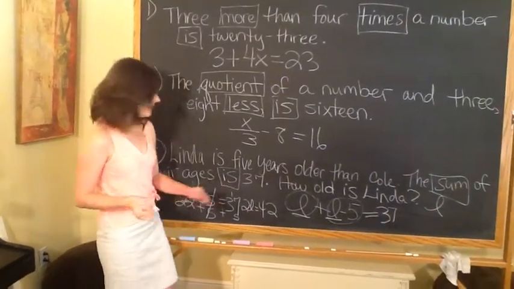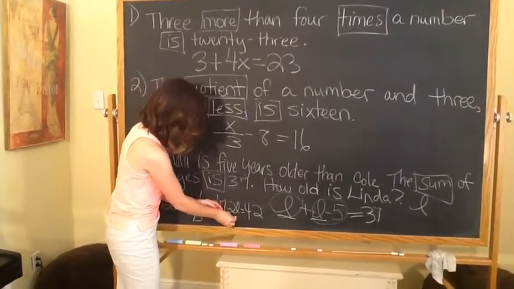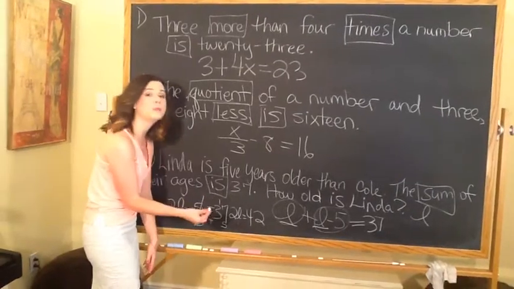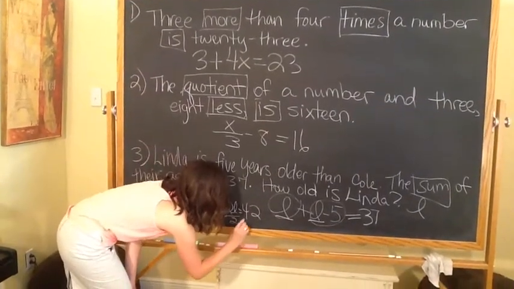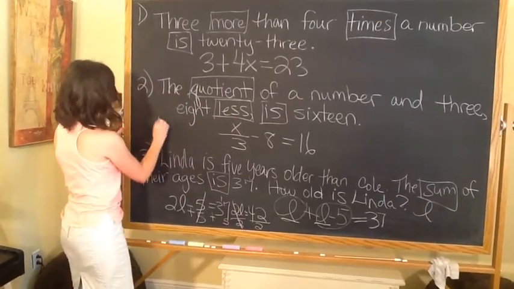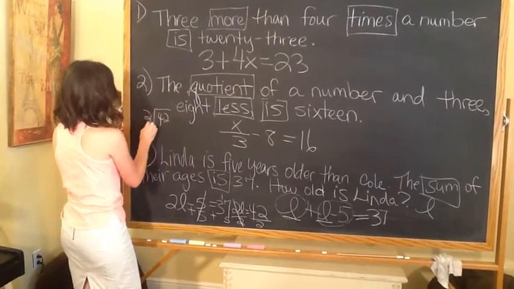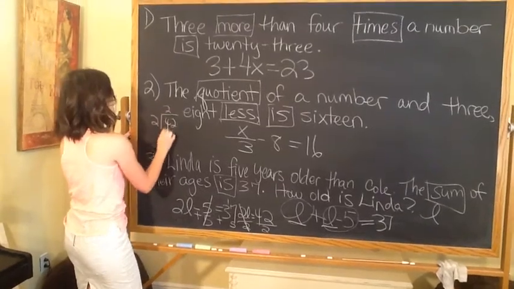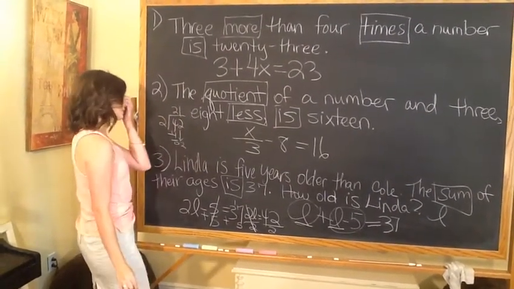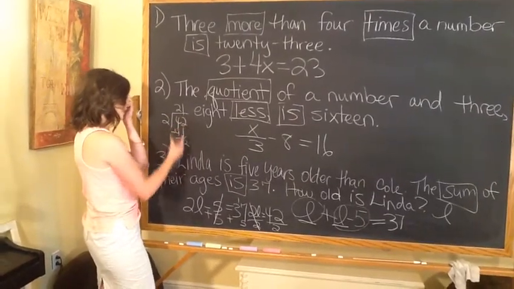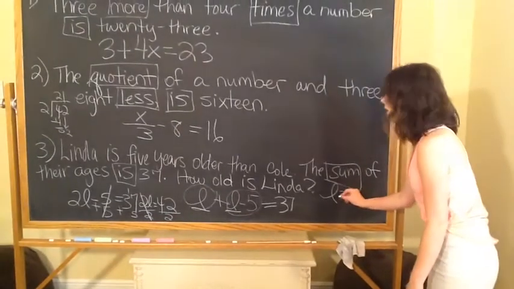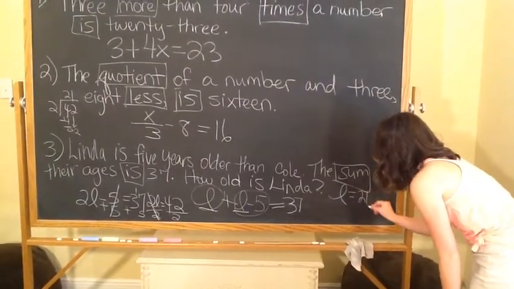Now our last step is to divide, because we have 2 times L gives us 42. So we want to do the opposite. Instead of multiplying by 2, we're going to divide by 2 on both sides. So once you divide 42 divided by 2, 2 goes into 4 two times, so that's going to give us 40, and then 2 goes into 2 one time. So Linda is 21 years old.